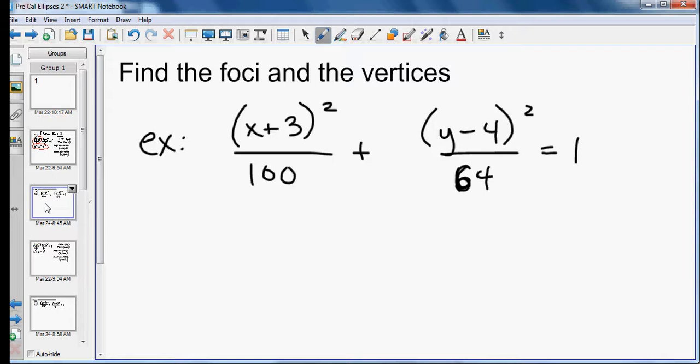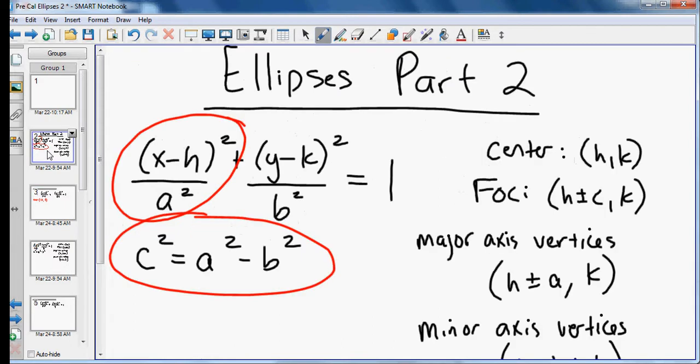So a -3 is being subtracted from x, and a 4 is being subtracted from y. So let's start with the foci. Remember, for the foci, we'll have to add and subtract c to the x value. So let's start by finding c.